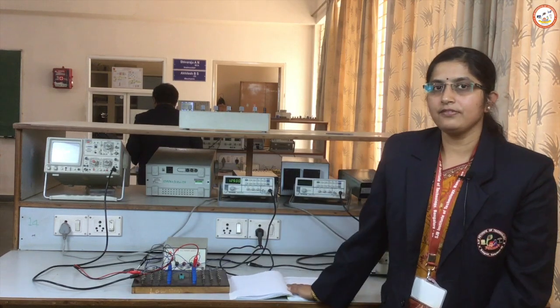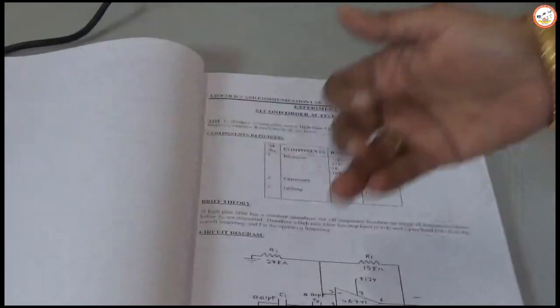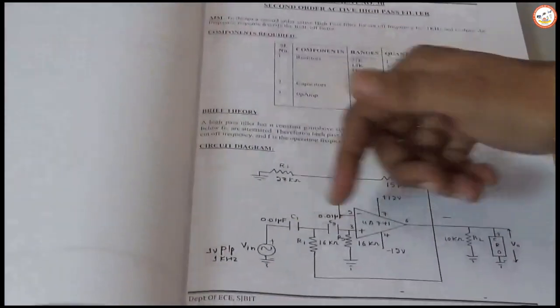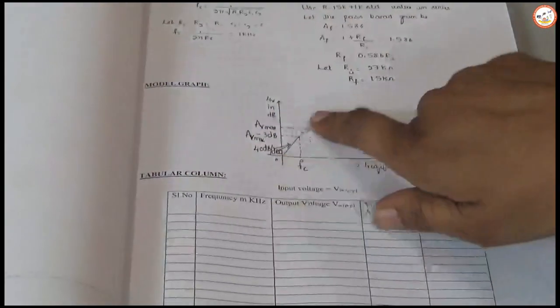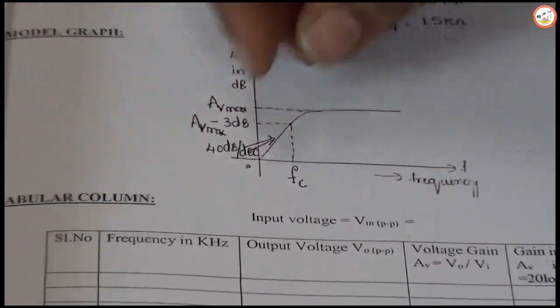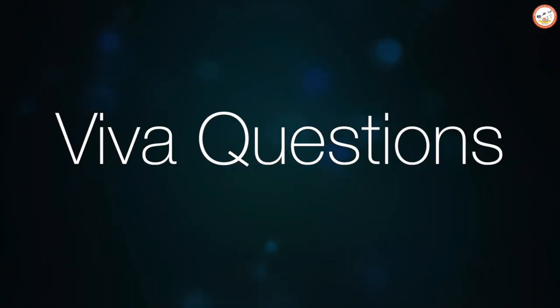Similarly, we have the second experiment, the high pass filter. In this high pass filter circuit, we interchange the RC filter to a CR filter. Just by interchanging RC to CR, the frequency response increases and then becomes constant. This is the pass band, and next is the stop band. The viva questions for the high pass filter are: what do you mean by filter, high pass filter, roll-off factor, active filter, and second order filter.